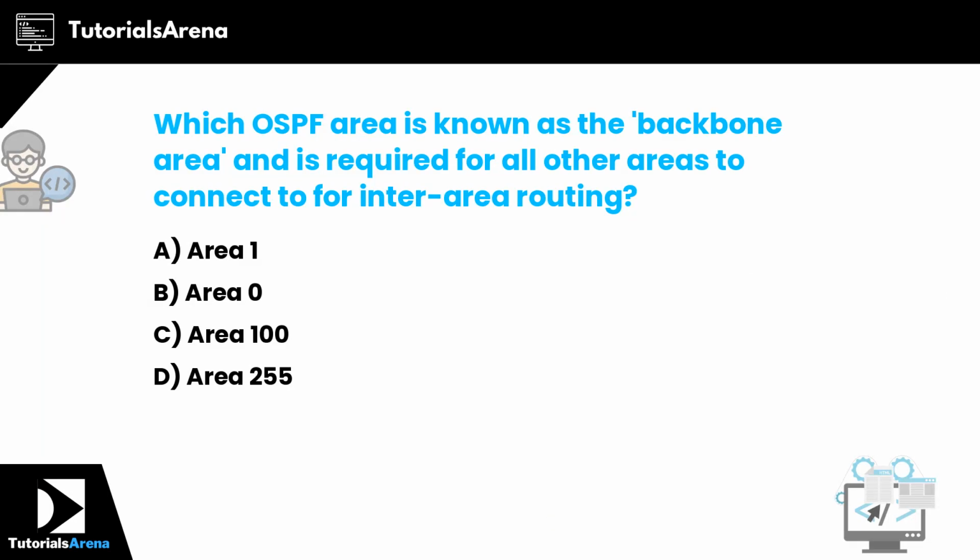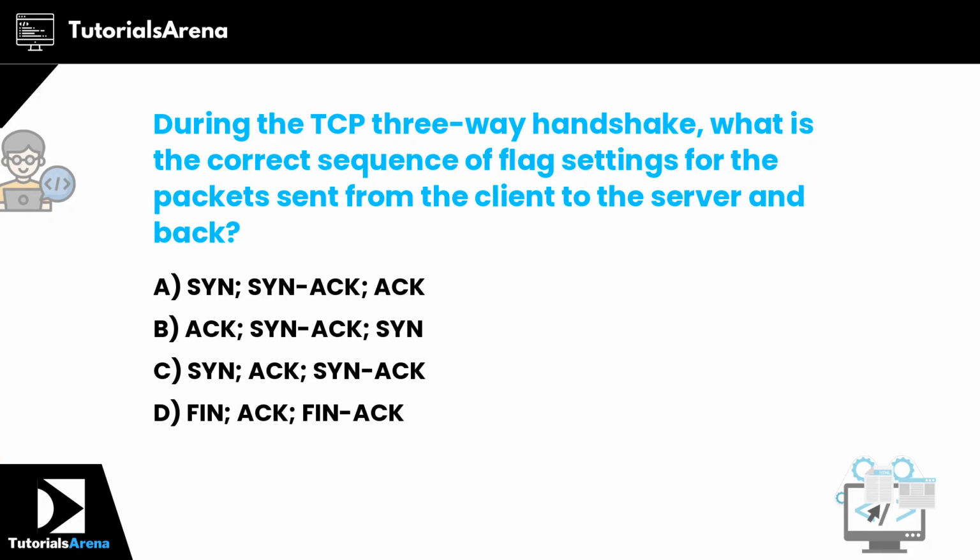Which OSPF area is known as the backbone area and is required for all other areas to connect to for inter-area routing? The correct answer is option B, area 0. During the TCP three-way handshake, what is the correct sequence of flag settings for the packets sent from the client to the server and back? The correct answer is option A, SYN, SYN-ACK, ACK.